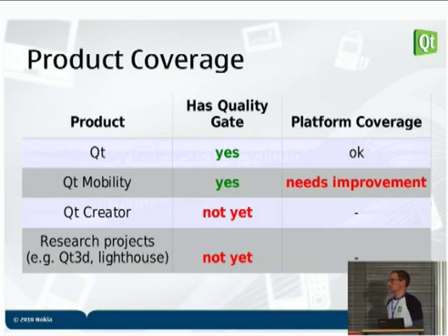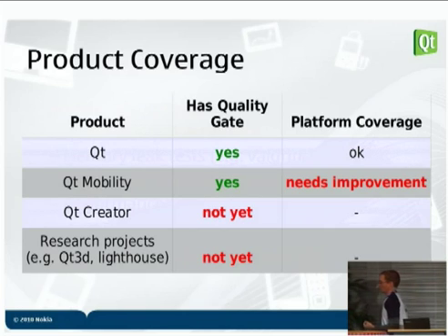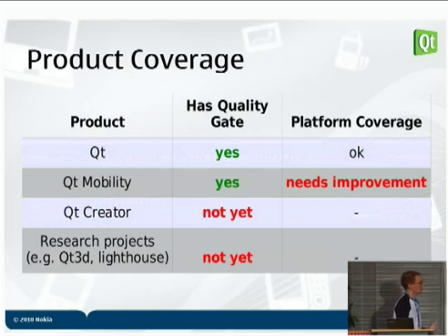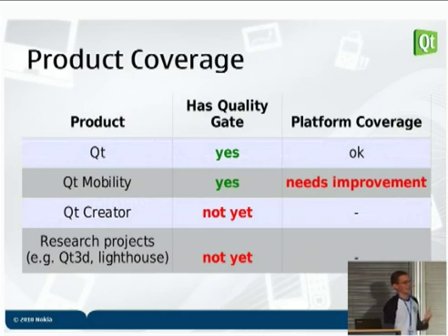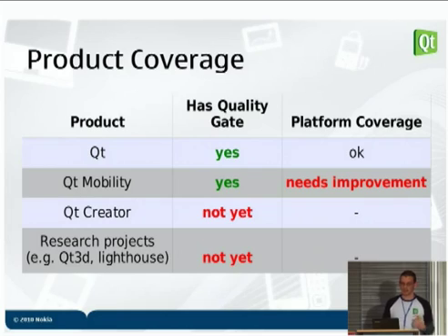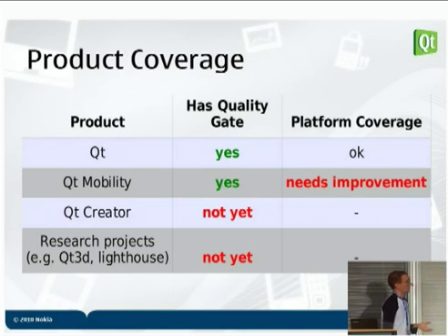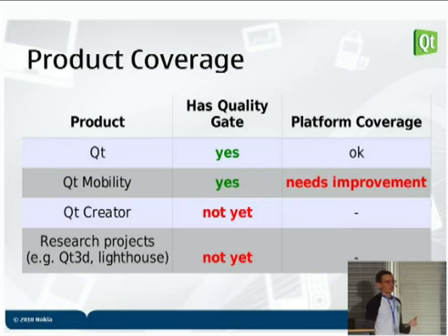Okay, and the final thing is product coverage. This system was initially developed for the benefit of Qt. So Qt has a quality gate. Its platform coverage is okay. I'd like to make it better, but it's okay as it stands now. Qt Mobility, that also has a quality gate. So every change to Qt Mobility is regression tested. But that needs a bit more improvement in terms of platform coverage.